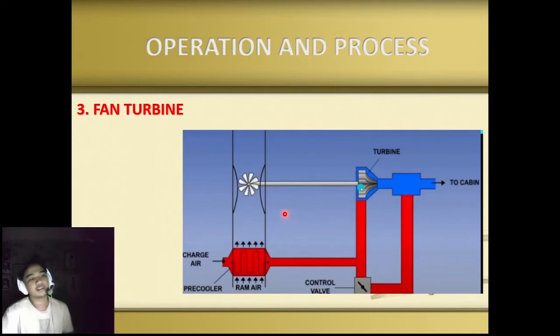So, the general design of the unit is extremely light and compact. Then, the delivery pressure is higher and the turbine speed must be higher to achieve the necessary pressure drop. So, that is the fan turbine.